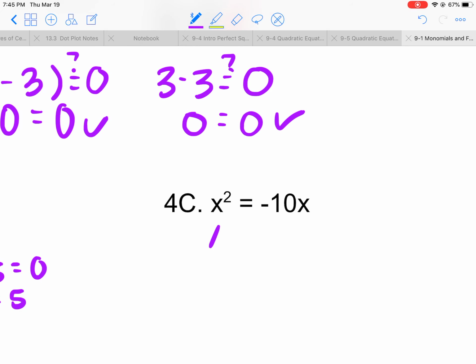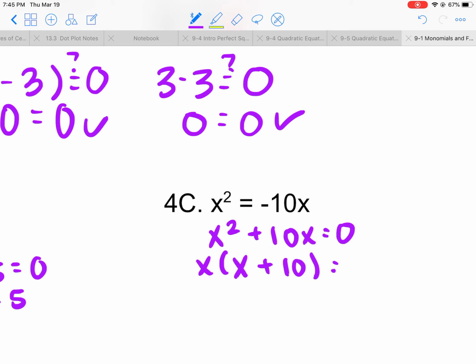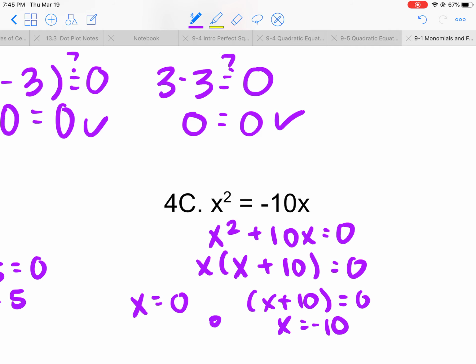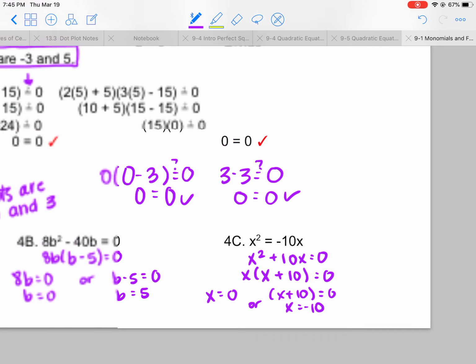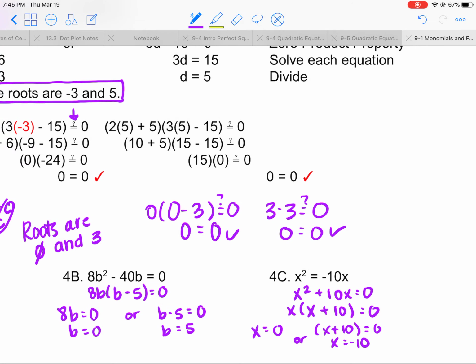Last one, I have to set it equal to 0 first. That is x squared plus 10x is equal to 0. Pull out an x, and I have x plus 10 is equal to 0. X should equal 0, and then x plus 10 should equal 0. X equals negative 10, or x equals 0. And you can check those if you are uncertain.